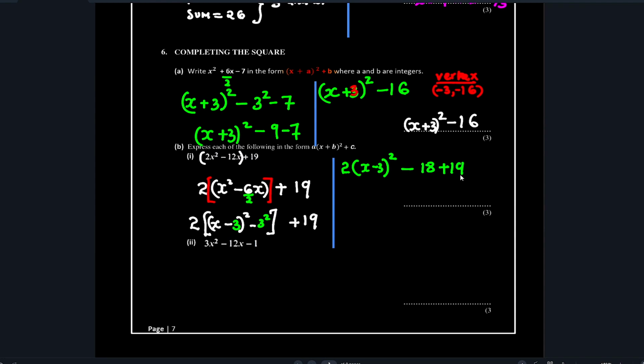18 is coming from 3 squared times 2, because already 2 was in the block brackets. So we are going to simplify that, and this is going to be our final answer. If you are asked to state the vertex, it will be positive 3, because we said you take the opposite sign of that number, then comma 1, and that is going to be the turning point or the vertex. Sometimes they'll ask you to state the coordinates of the turning point of that expression once you have completed the square.